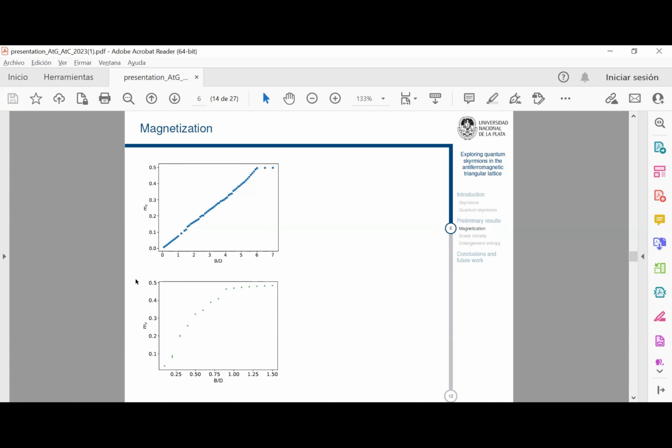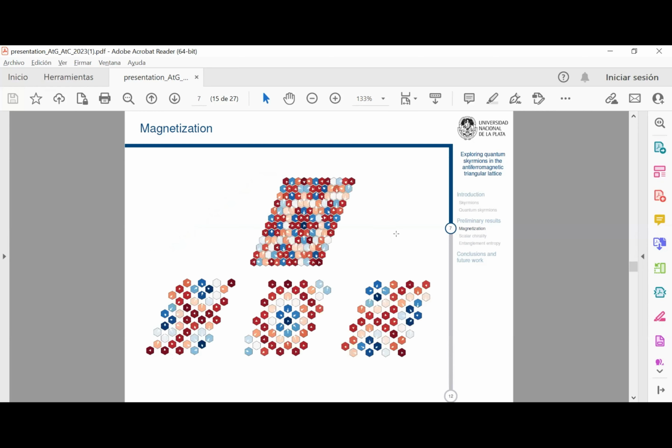Here, just as a comparison, I'm showing you the magnetization obtained in the antiferromagnetic system on the top and the ferromagnetic system of the same size on the bottom. Both of them show that the magnetization after a certain value of B reaches its maximum value and it stays that way, which is what we expected, because after a critical value of B, the system reaches a field polarized phase. But as you can see, the magnetization in both systems is different. And about the magnetization profiles, we obtained some which are similar to the ones I was showing you before on the antiferromagnetic skyrmion lattice.